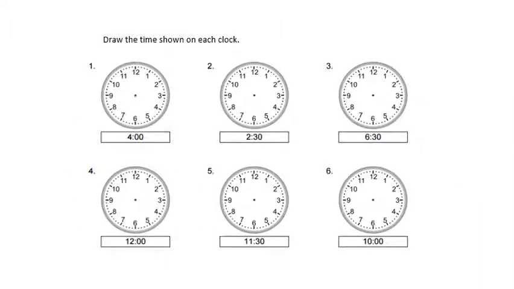Draw the time shown on each clock. So number 1 says 4 o'clock. Where does my hour hand belong? 4. That's right. And my minute hand belongs on? 12. That's right. Next, I have 2:30.